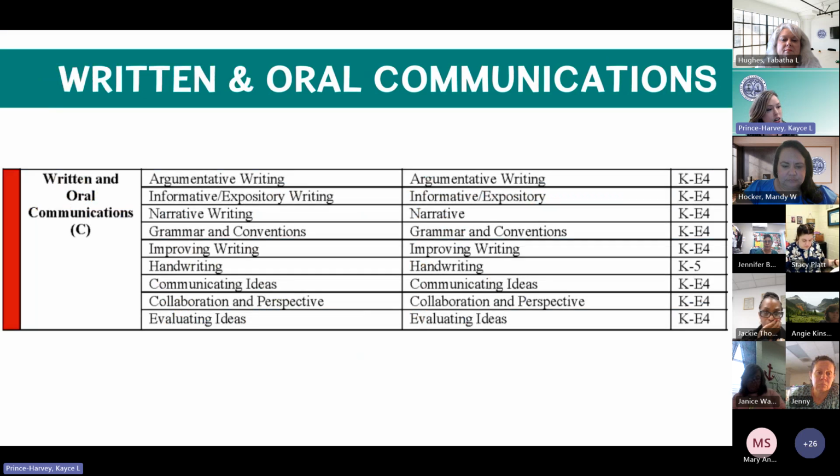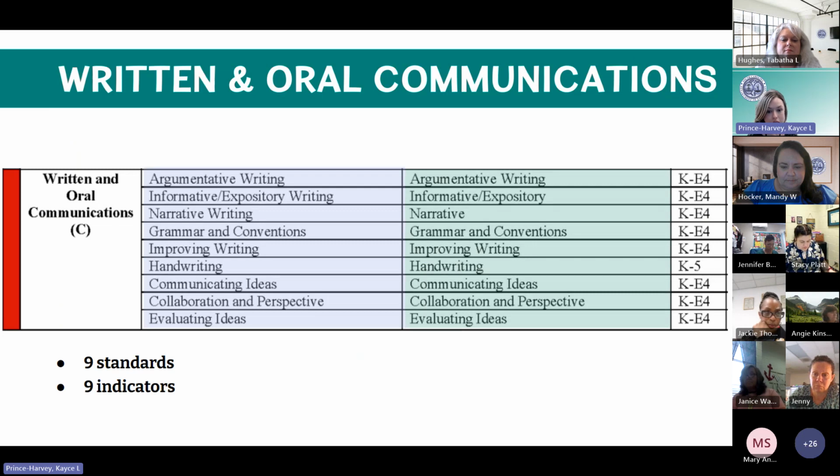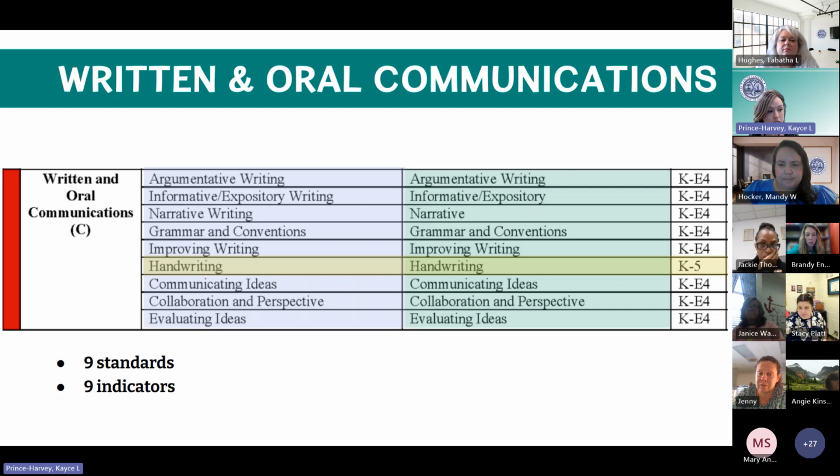If we look at that on our standards map, a little bit of a closer look here, again, you'll see those 9 standards and 9 indicators. And then that right-hand column is going to show you the grade levels that are attached to each of those indicators. And what you will see is that all but one of those is going to stretch K through English 4 and is going to vertically progress. So it will be addressed across all grade levels. The only one that does not is Communication 6, that handwriting standard, which is going to be K through 5. It does address both print and cursive writing. And there is a vertical progression there that you can see. So you can see where handwriting is introduced in print and then cursive.